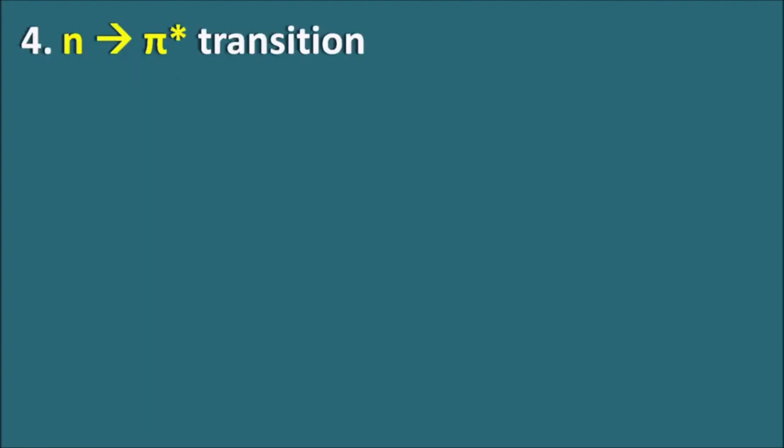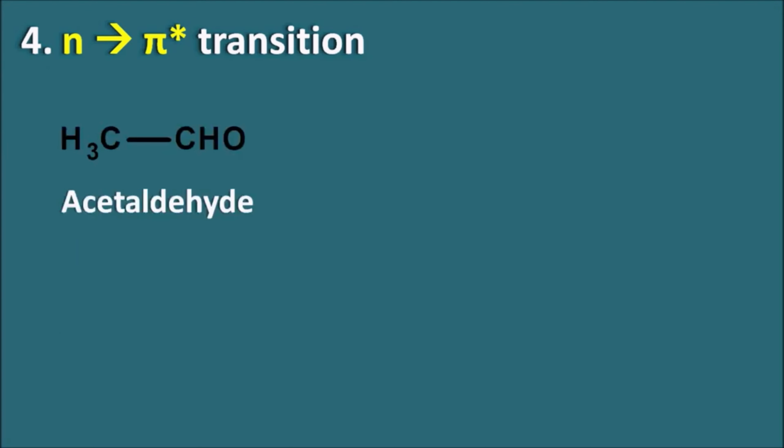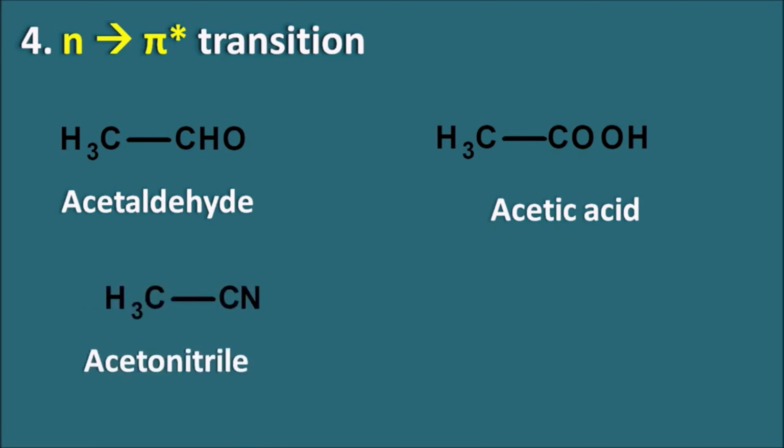And the fourth type of transition is the n to pi star transition. In order to show an n to pi star transition, the molecule should have n electrons as well as pi electrons. So compounds like acetaldehyde, which has all types of electrons like the sigma, pi and n electrons, can show the n to pi star transition. Similarly, acetic acid again has pi electrons and n electrons. Similarly, acetonitrile.